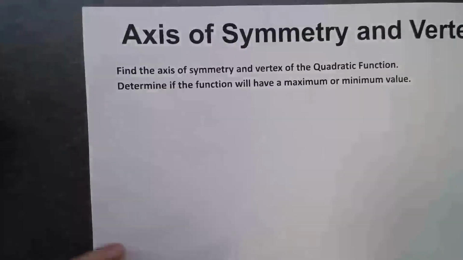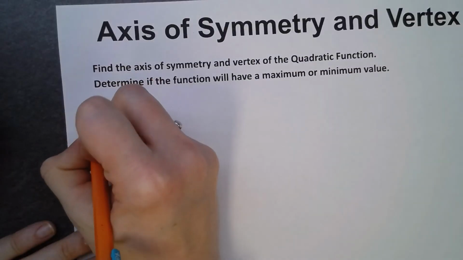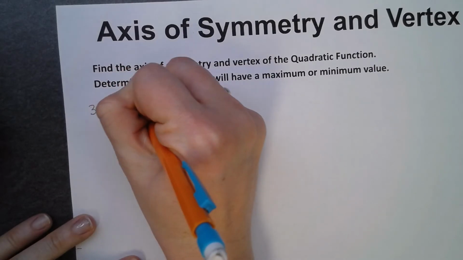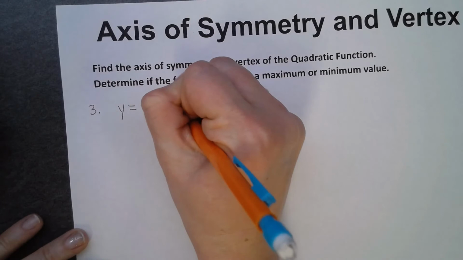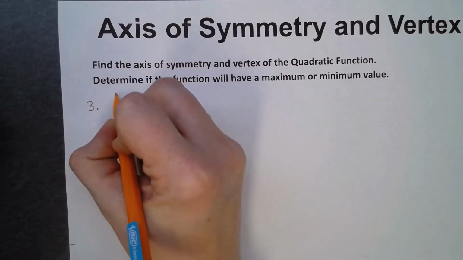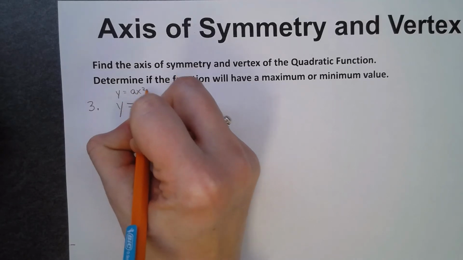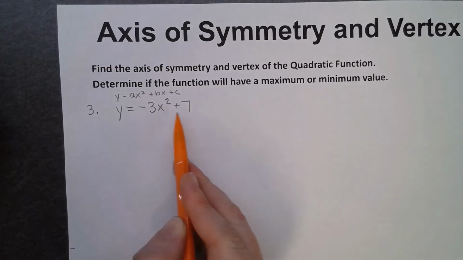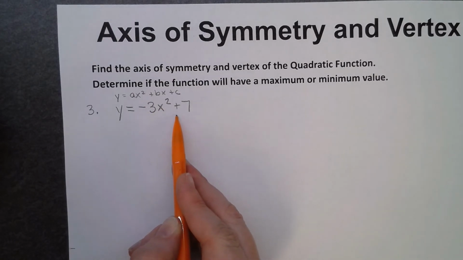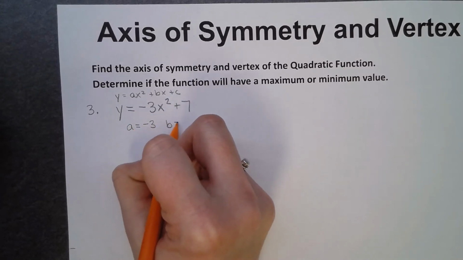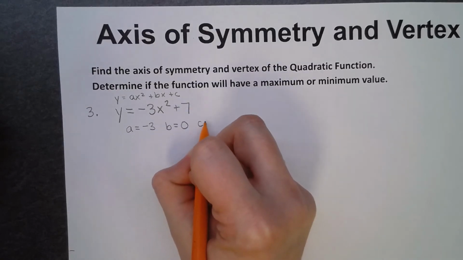Let's look now at example number 3. This time we have the equation y equals -3x squared plus 7. Feel free to pause the video now and try this one on your own. Notice in this one we have y equals ax squared plus bx plus c. We have an ax squared term, but it's the bx term that we're missing. So when you name your a, b, and c, a will be -3, b is equal to 0, and c is equal to 7.